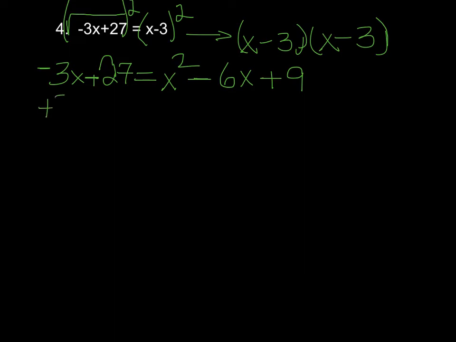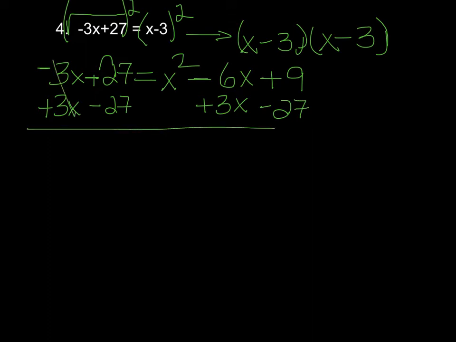So I'm going to add this 3x over, and I'm going to add it to the 6x, get the like terms together. And then I'm going to subtract 27, and I'm going to subtract 27 and get those like terms together. All right, so the left side is going to just become 0. I'm just going to flip it around. So that's going to give me x squared minus 3x, and then that's going to be minus 18. And we're going to set that equal to 0.